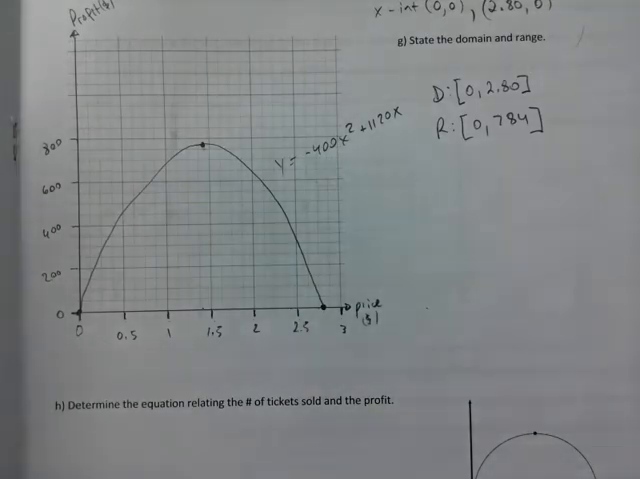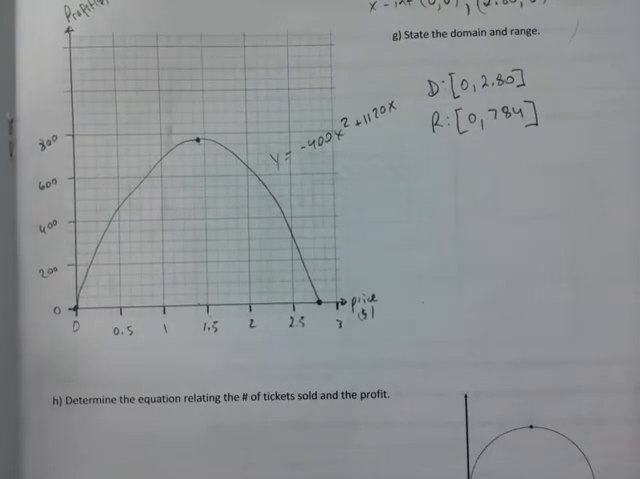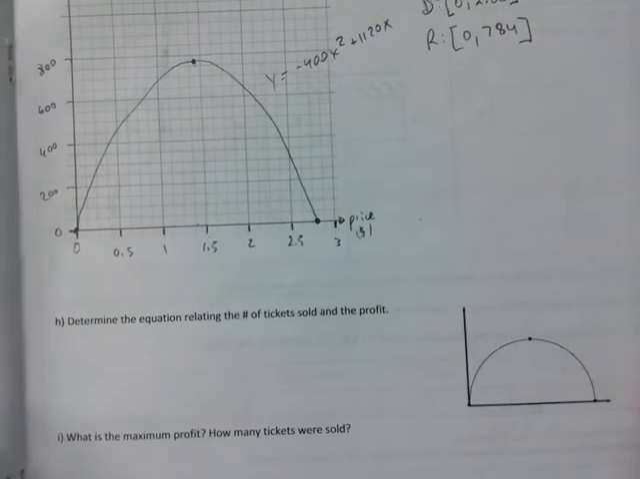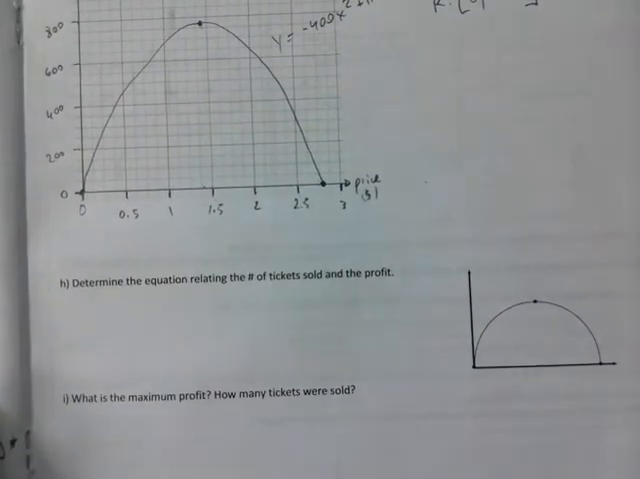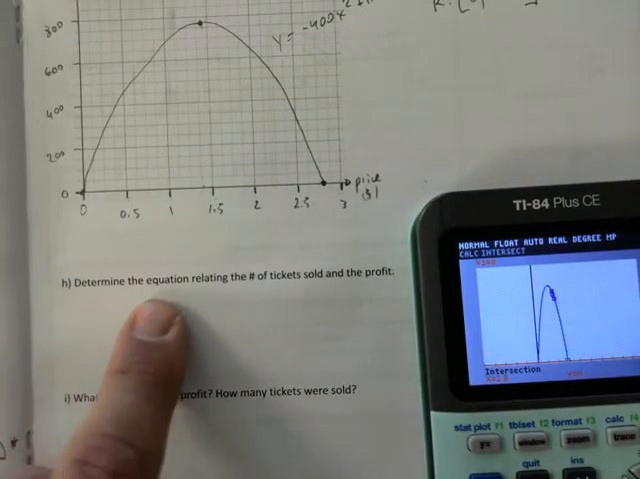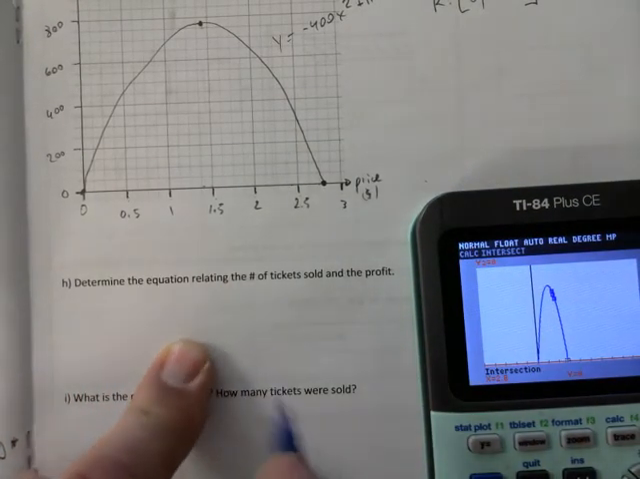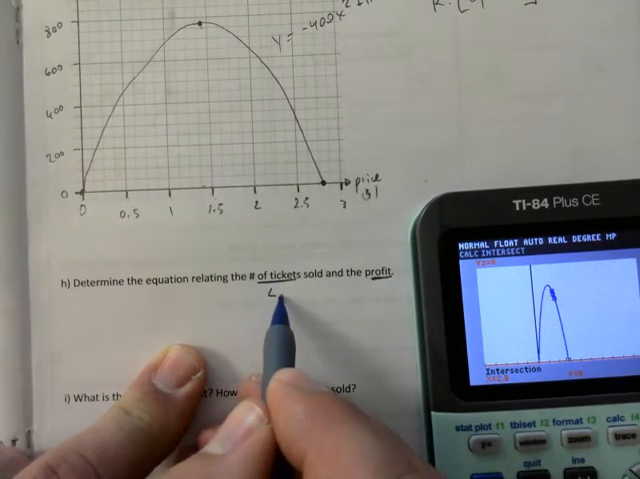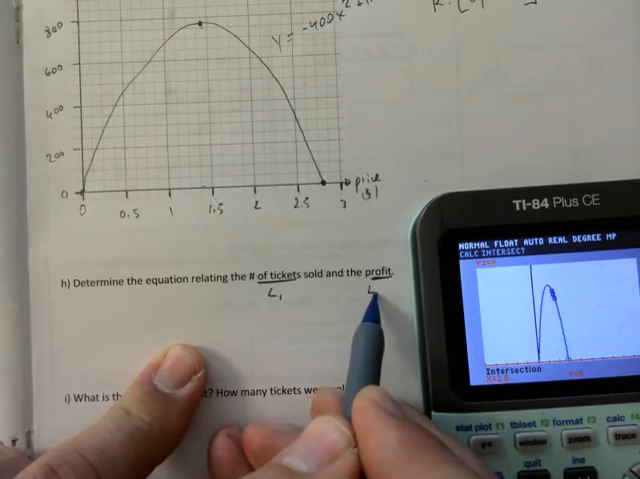Okay. So now this is not going to be very often the case, but I decided, you notice that my problems have a lot of questions, right? Because I kind of want to cover all possible scenarios. Go ahead. So what if it says this? Determine the equation relating the number of tickets and the profit. So now tickets goes into L1, profit goes into L2.